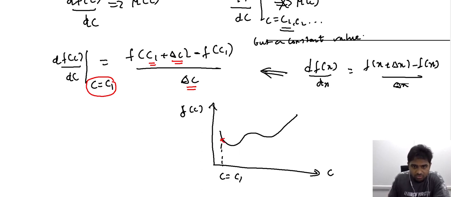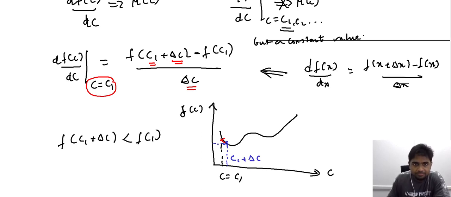Now if you look closely at the value of the free energy as you move away from this point, say from C1 to this point, C1 plus delta C. When you move from the red to the blue point, what you essentially observe is that the corresponding free energy, f of C1 plus delta C, is less than f of C1.